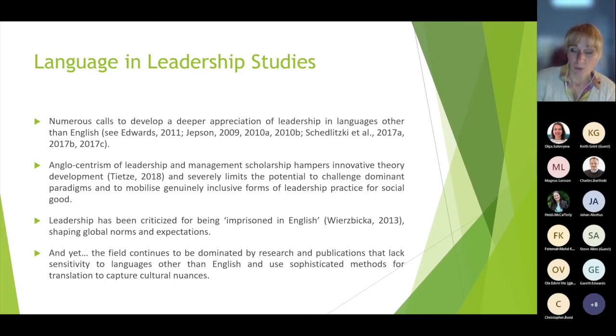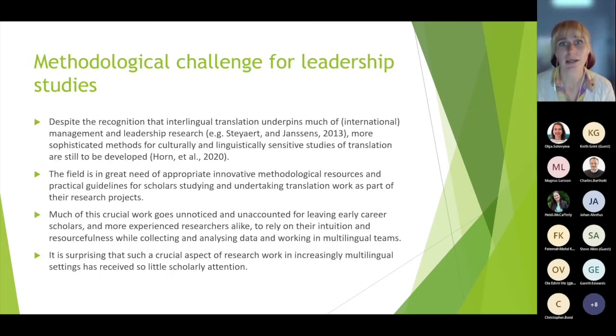But we think the main reason why it has been funded is because we are suggesting that in order to bring more sensitivity to language in leadership research, we need to draw on other methods, and particularly visual methods, as a more sophisticated way to tackle translation issues that captures cultural nuances better.